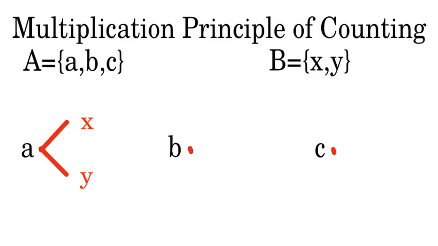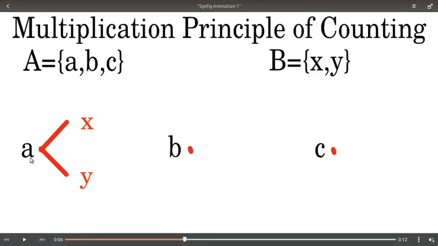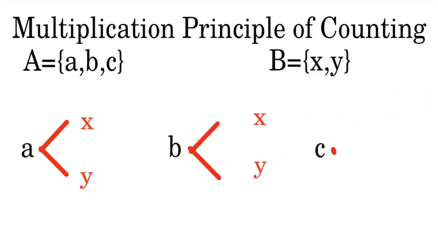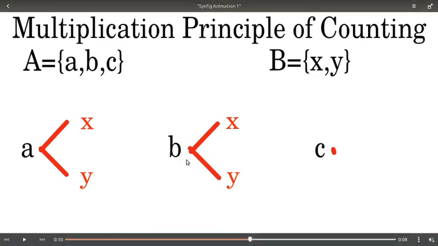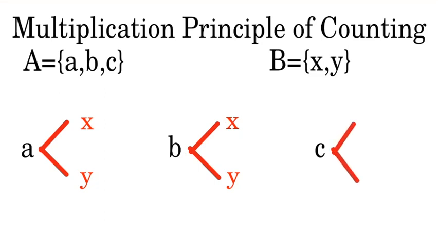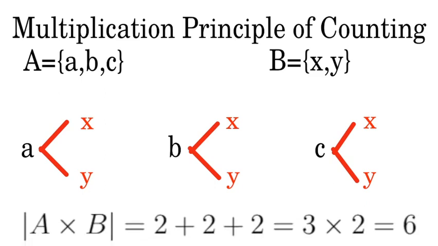So with A, we will have two elements, X and Y. So for each choice of the first place, there are two choices of the second place, right? A comma X, A comma Y. Then for B in the first place, there are again two choices for the second place, X and Y. BX comma BY, these are other two elements of A cross B. And similarly, for the choice C, there are two ways of selecting the second place. So CX comma CY, these are the other two options for A cross B. So ultimately, we have seen that the number of elements of A cross B is 2 plus 2 plus 2, equal to 3 into 2.